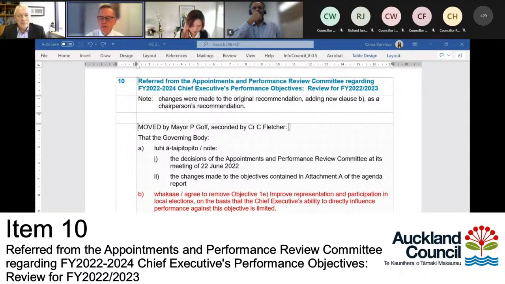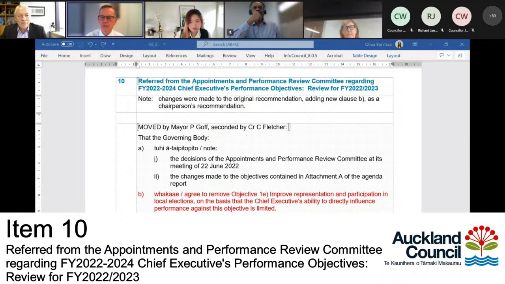Rose, I wonder if you might be able to comment on what actions we can take in that regard. Sure, and kia ora tātou. I am aware of the issue that Councillor Walker is referring to.